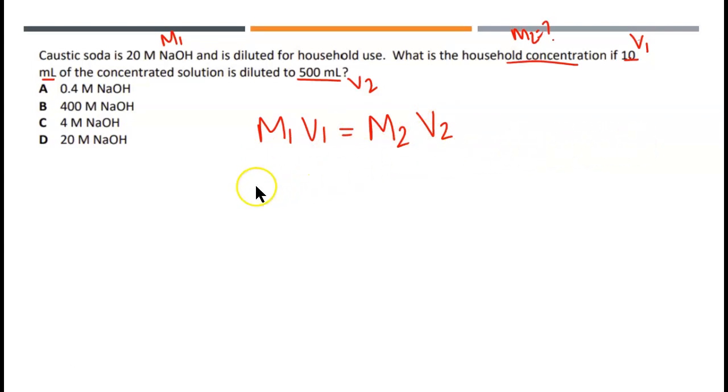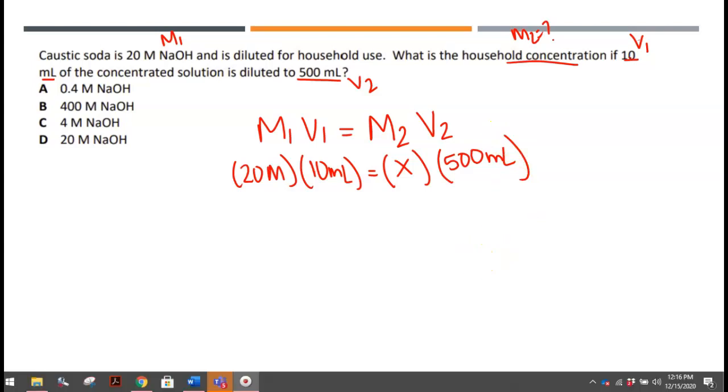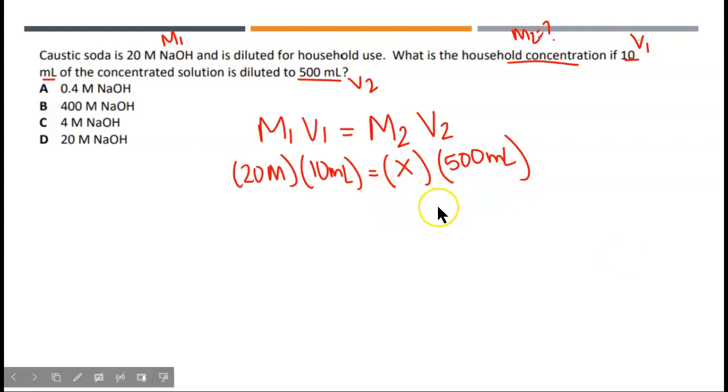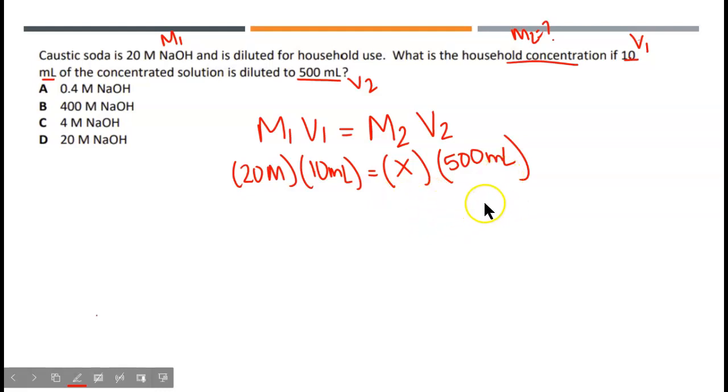So M1V1 equals M2V2. So M1 was 20 molarity. V1 is your 10 milliliters, right? So 10 milliliters there, equal to your M2. We don't know what that is, so I'm going to call it X. And V2 is 500 milliliters. If we want to solve for our X, our molarity, what do we have to do? We want to leave X by itself. So to leave X by itself, we're going to go ahead and divide by the 500. And what you do to one side, you do to the other.